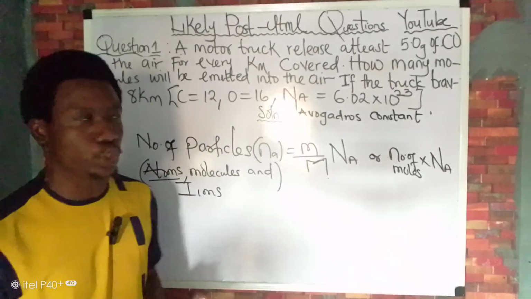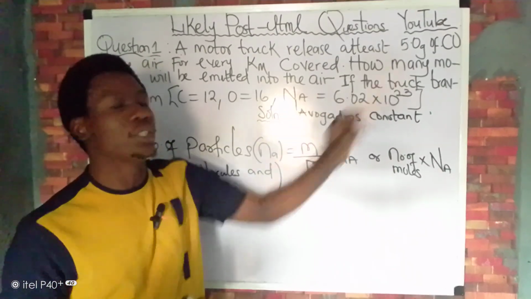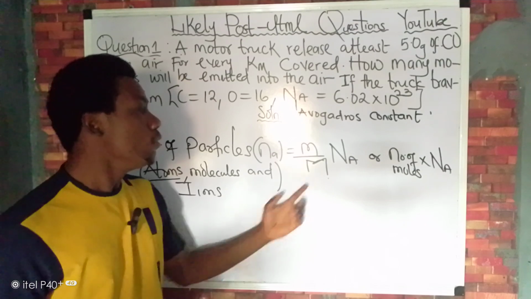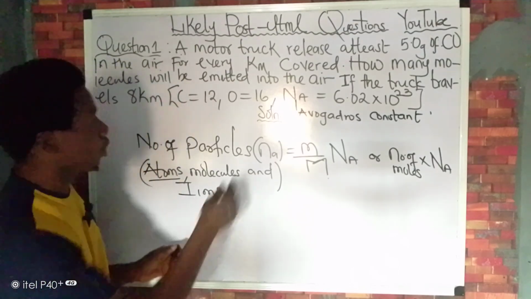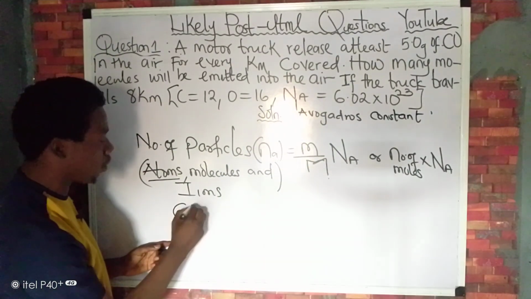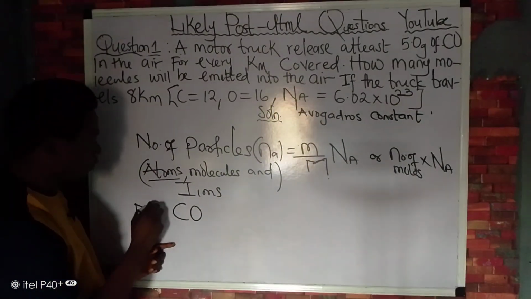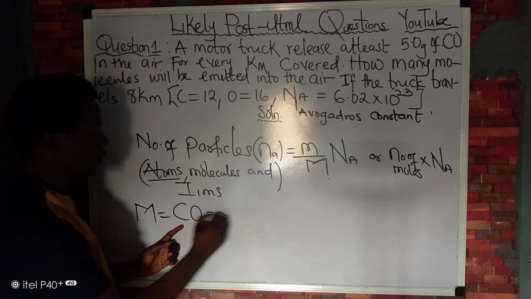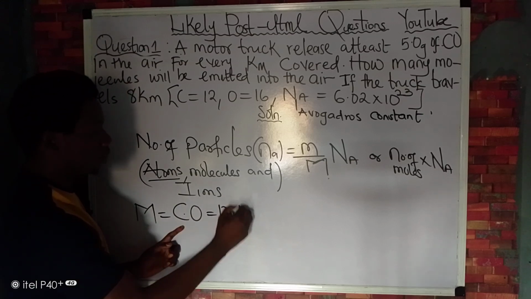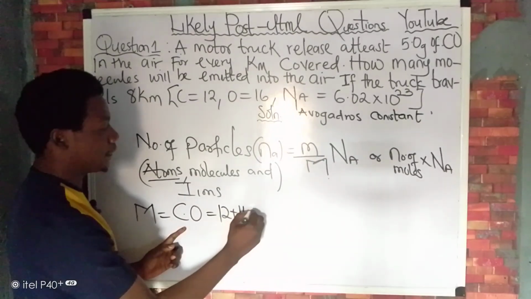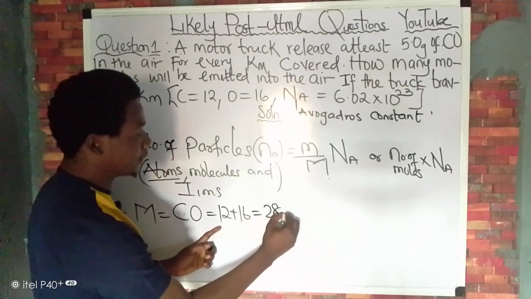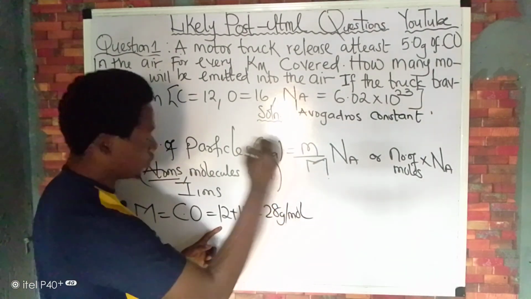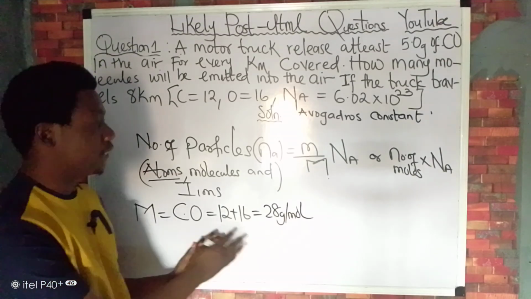So how do we solve this question? The mass was given to us as 5.0 grams, but we have to calculate the molar mass of carbon dioxide. The molar mass of carbon dioxide will give us 12 plus 16, and that will give us what? 28 grams per mole. That's what we have. So we have 28 grams per mole.